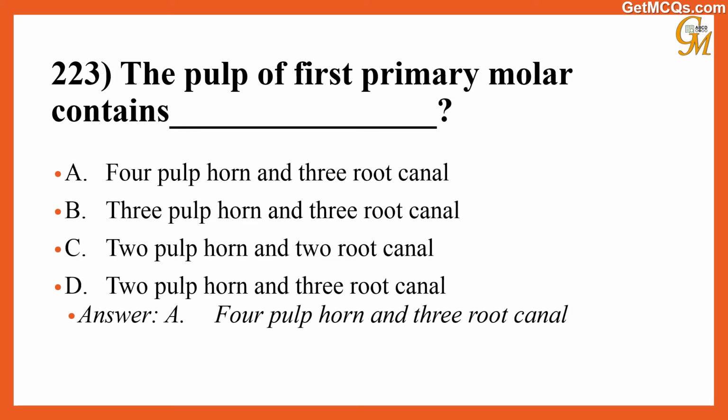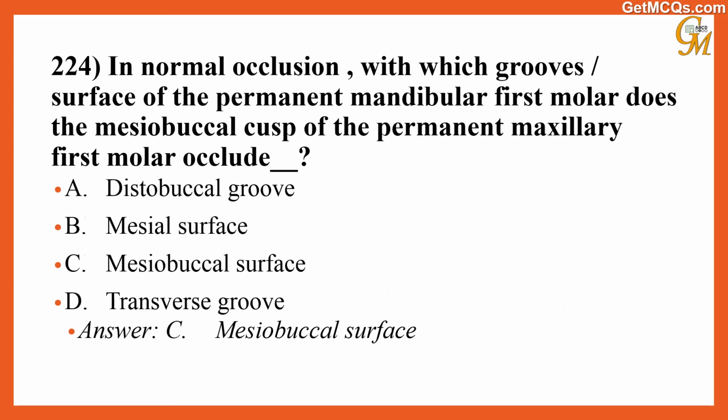223. The pulp of first primary molar contains? Answer: A. 4 pulp horns and 3 root canals. 224. In normal occlusion, with which groove/surface of the permanent mandibular first molar does the mesio-buccal cusp of the permanent maxillary first molar occlude? Answer: C.